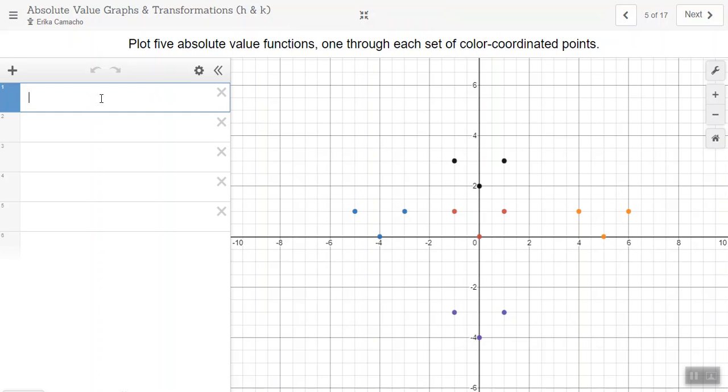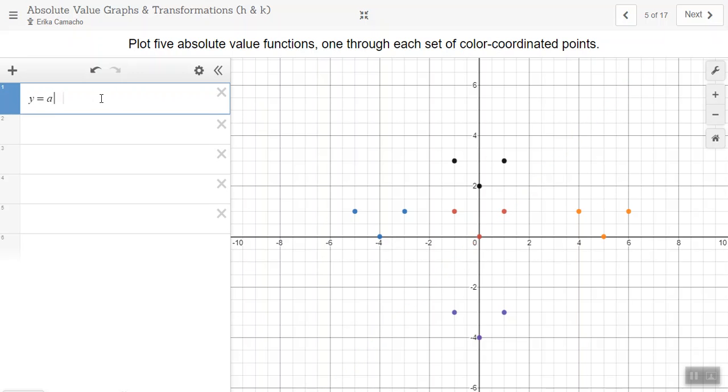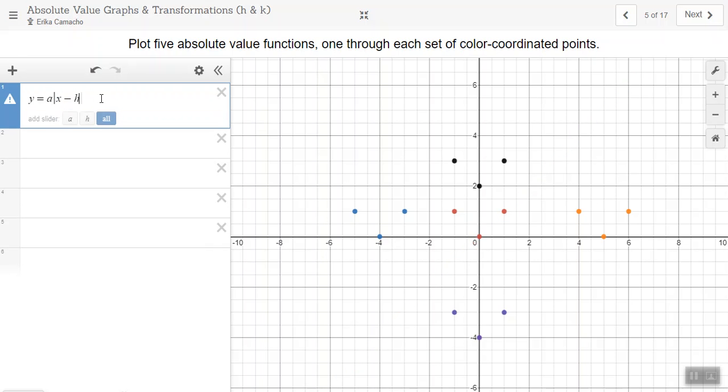So remember that y equals a times the absolute value of x minus h, plus k. Okay, so that's what it should look like. I am not going to use sliders. That is not what I want you to do. I'm going to put a value in for each of these items. So let's say I want to do this blue one, these light blue dots over here to the side.